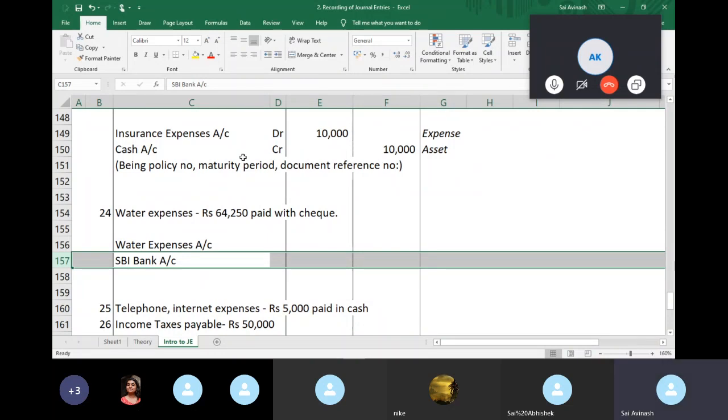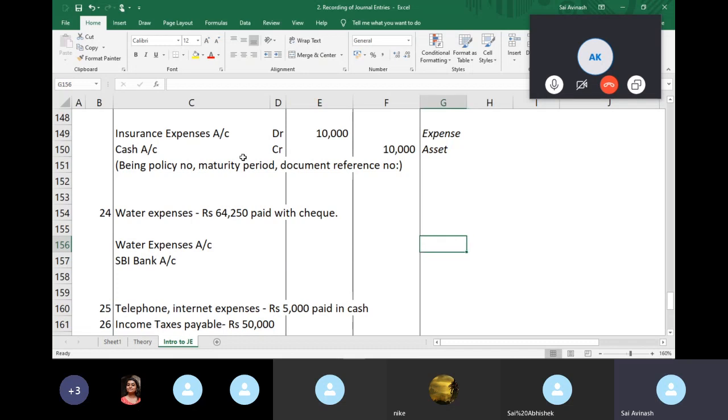So don't confuse yourself with an account where a check is given, nothing like that. As soon as I give somebody a check, as soon as I'm paying money to somebody, my bank account should reduce. As in your books of accounts, this bank account value should reduce. Okay, so I think this is similar. One is an expense and one is an asset. The expense increases, my bank balance reduces, and that's 64250, right?